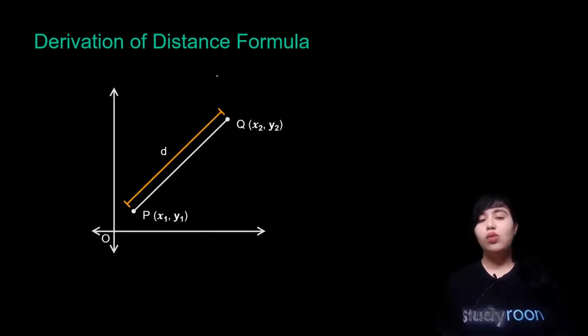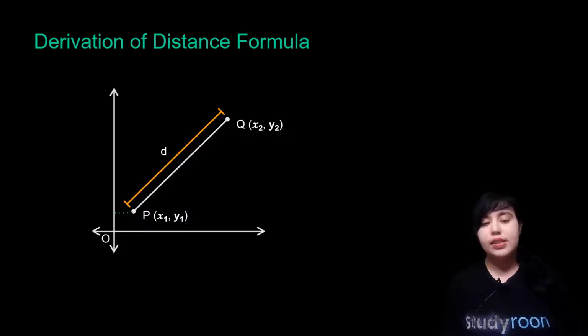Then we'll see how we derive this distance formula. I hope it's clear to you that the perpendicular distance from the x-axis is your y coordinate. So this distance will be y1 and this distance will be your x1. Similarly, for point Q, you tell me what this distance is. This is the perpendicular distance from the y-axis, which means this is the x coordinate x2. This is the perpendicular distance from the x-axis, which means this is the y coordinate y2.